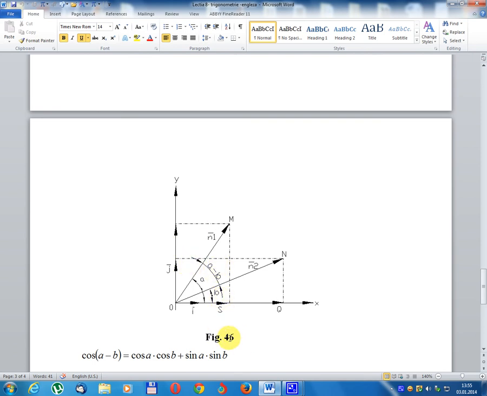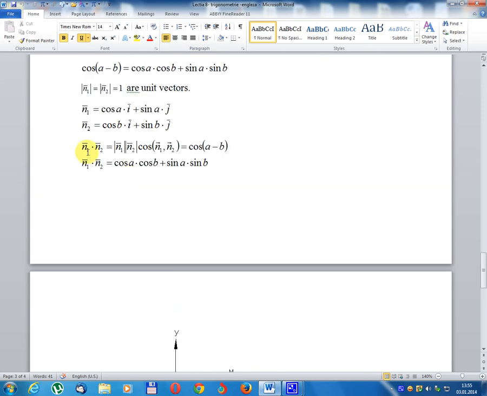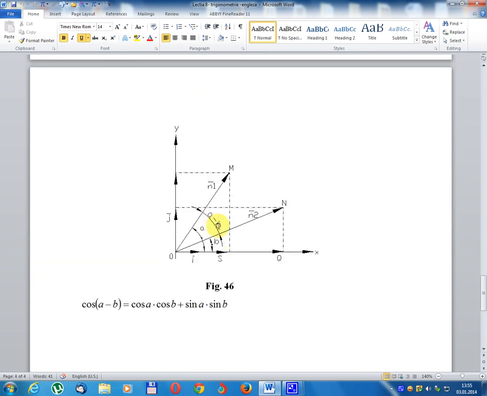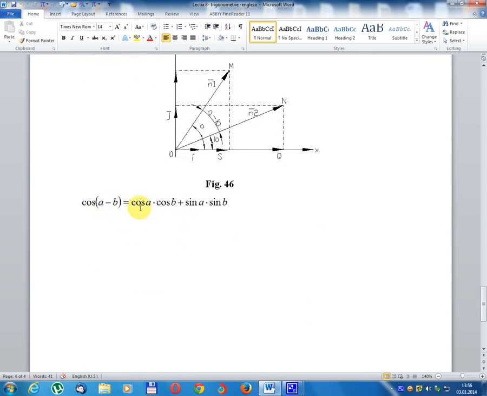Figure 46. The scalar product N1 multiply N2 equals the norm of N1 times the norm of N2 times cos of the angle between N1 and N2, which equals cos(A - B). N1 times N2 equals cos A cos B plus sin A sin B. Result: cos(A - B) equals cos A multiply cos B plus sin A multiply sin B.